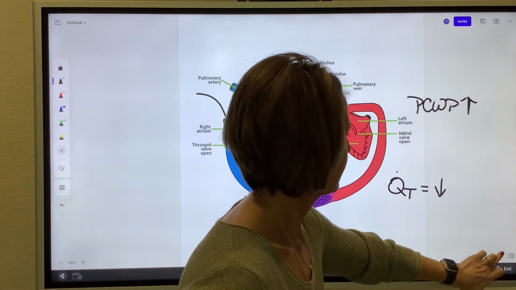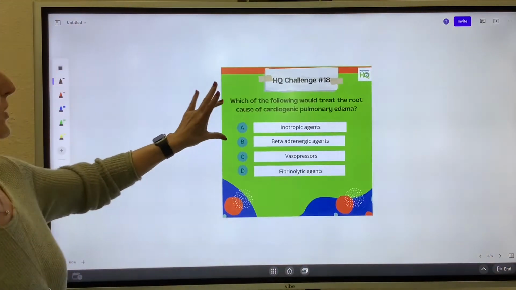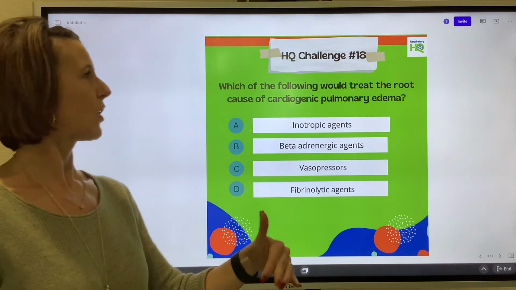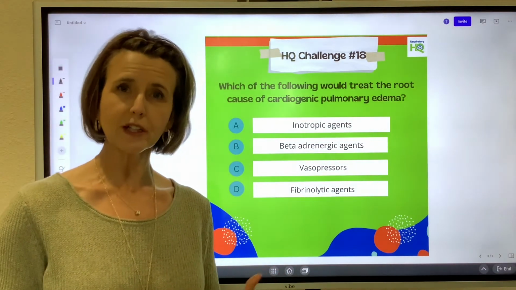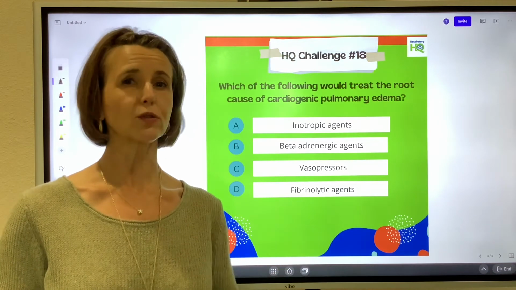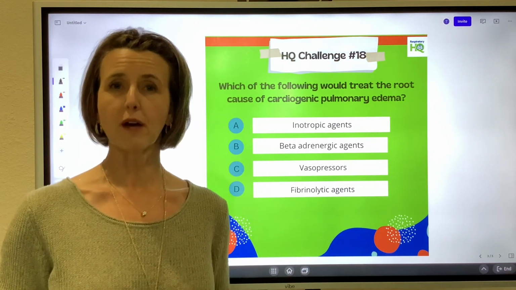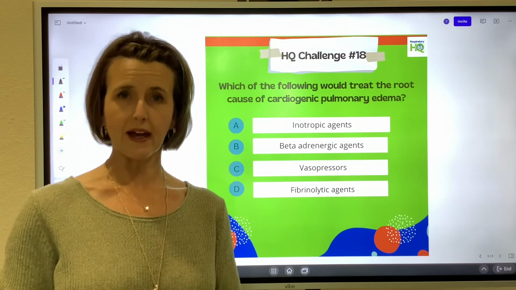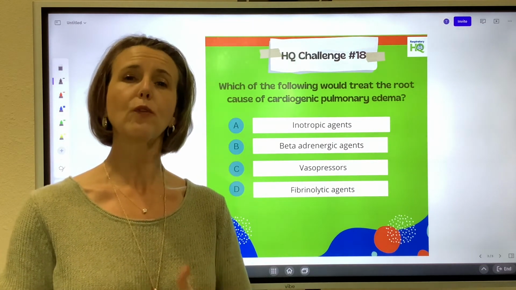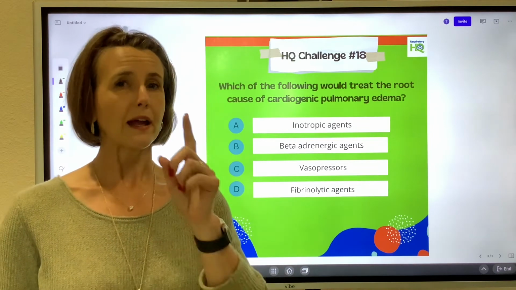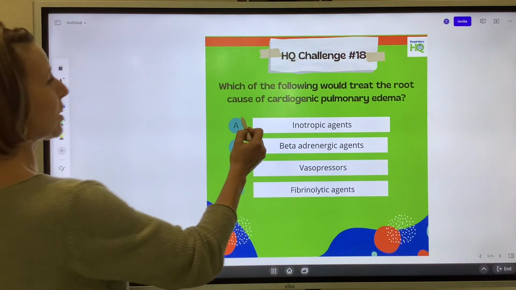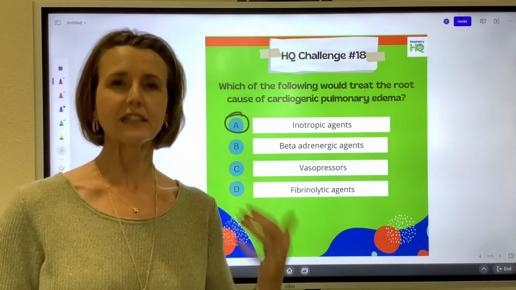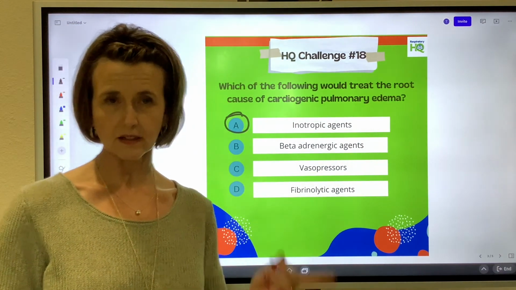All right, and then when we come to the second question, which of the following would treat the root cause of cardiogenic pulmonary edema? Well, cardiogenic pulmonary edema means the left ventricle is not pumping hard enough, not pumping up enough cardiac output. And typically what we want to do with that is to increase the contractile force of the left ventricle. And medications that do that are called inotropic agents. These are medications like digoxin or digitoxin, all right?